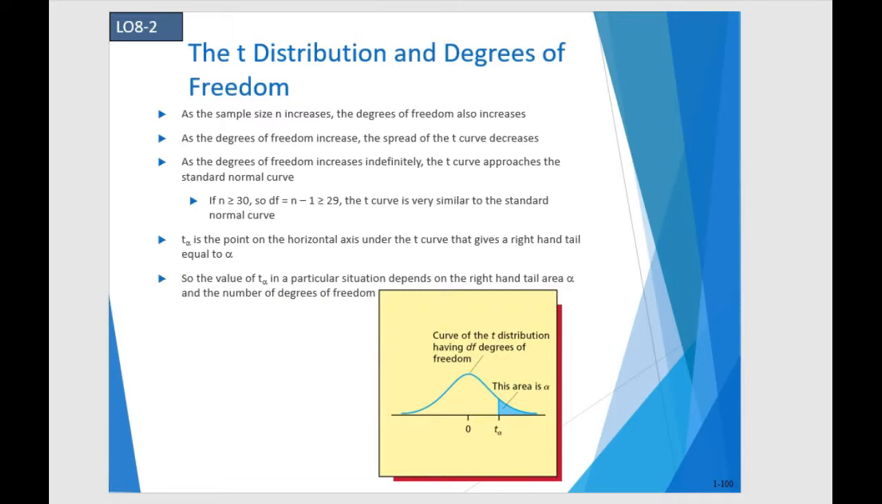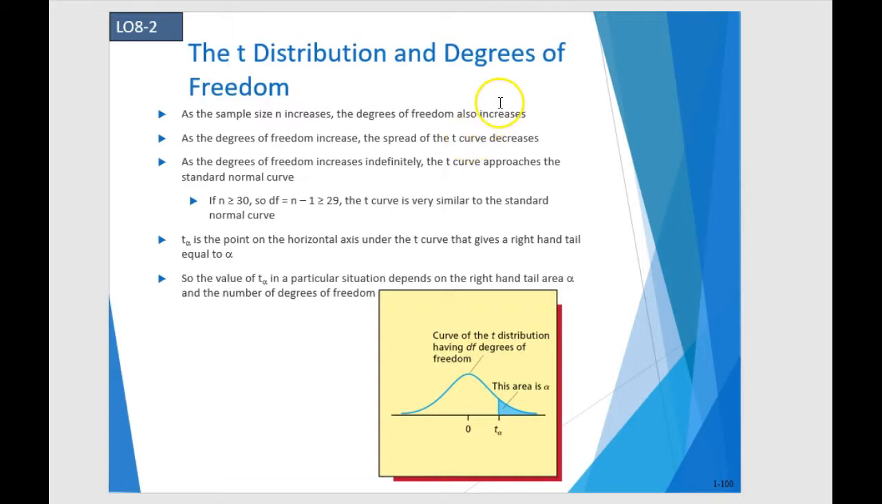Oh, excuse me. The T distribution and degrees of freedom. As the sample size n increases, the degrees of freedom also increases. That makes complete sense, right? If we have a sample size of 100, we have degrees of freedom of 99. If the sample size goes up to 200, we have degrees of freedom of 199, right? So it's going to increase by 1 unit, just as the sample size does.